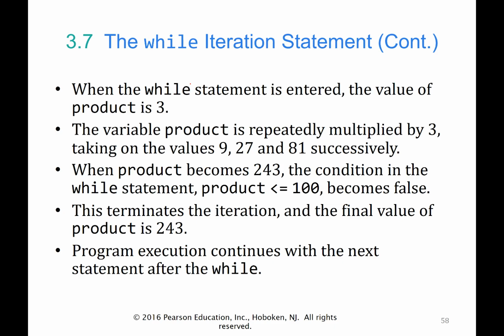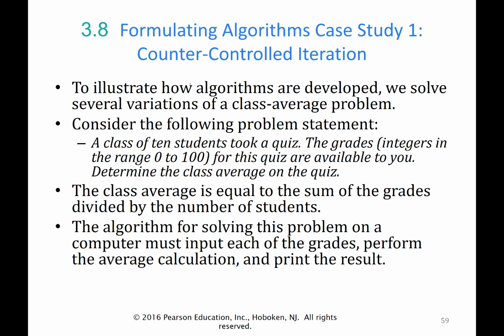So this just goes through here. My math is wrong. It's 9, 27, 81, and then it goes to 243 where it drops out. I can't multiply today.